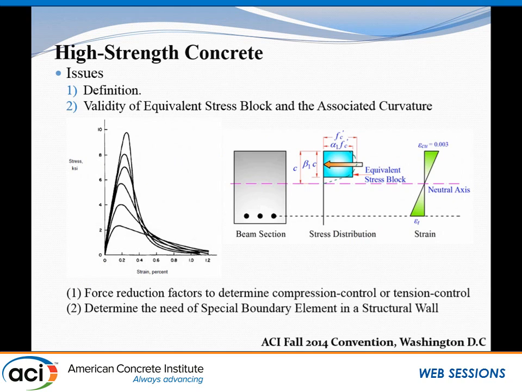So starting with high-strength concrete, the definition of high-strength concrete varies from one area to another. If you look at the figure listed here, as the concrete strength increases, the strain corresponding to the peak increases, as well as the descending slope. So one question regarding the flexural design is, what is the upper bound concrete strength for which the current ACI code specified equivalent stress block is still valid?